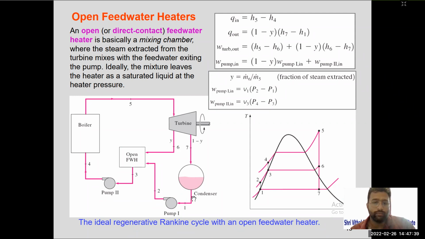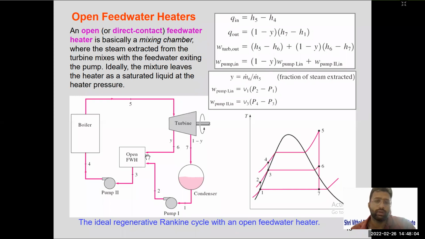Here this water is supplied to pump 1. Pump 1 will pump it to a certain pressure, right? So here condenser pressure is below atmosphere. So pump 1 will increase the pressure to at least atmospheric pressure. Then this water is supplied to the feed water heater. Okay, so this water is called feed water. Here this feed water is mixed with this steam coming out from the turbine.